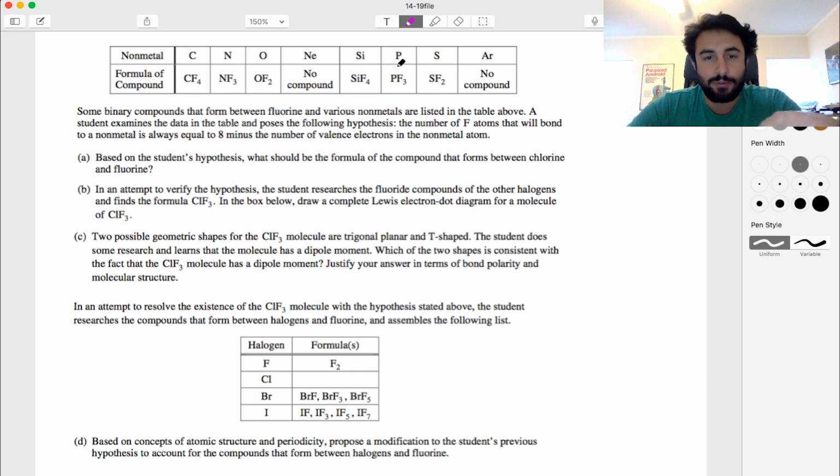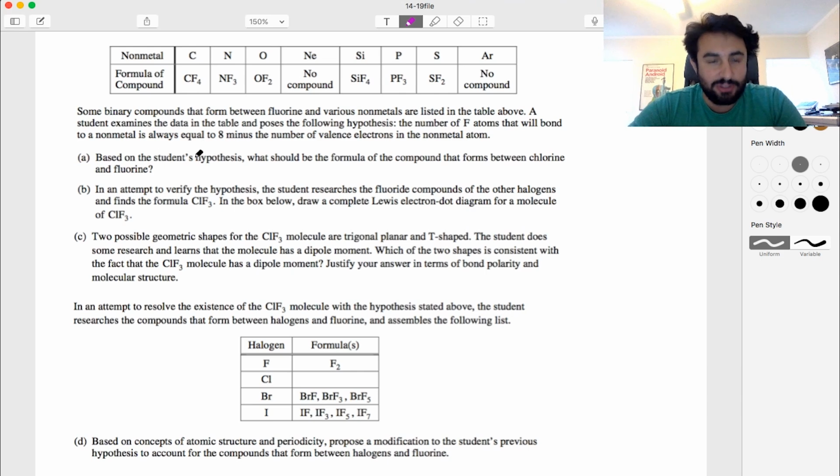Silicon is like carbon. Phosphorus is like nitrogen. Sulfur is like oxygen, right? They're analogs. They're just one period below. And then again, argon is like neon, no compound. So that seems to make sense. That seems to be a reasonable hypothesis given the data.